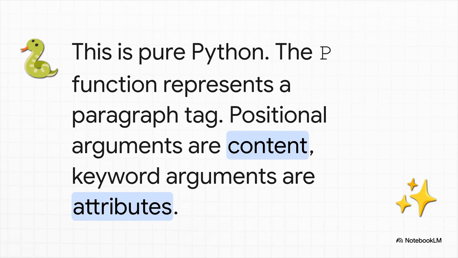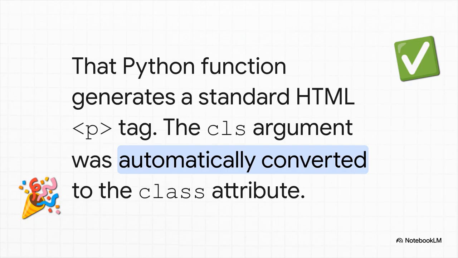Now, that isn't some weird template language you have to learn. That's pure regular Python. We're just calling a function. In this case, it's a capital P, which stands for a paragraph tag. And that first argument, that's just the content that's going to go right inside the tag. And boom, that one simple function call generates this perfectly standard, clean HTML.